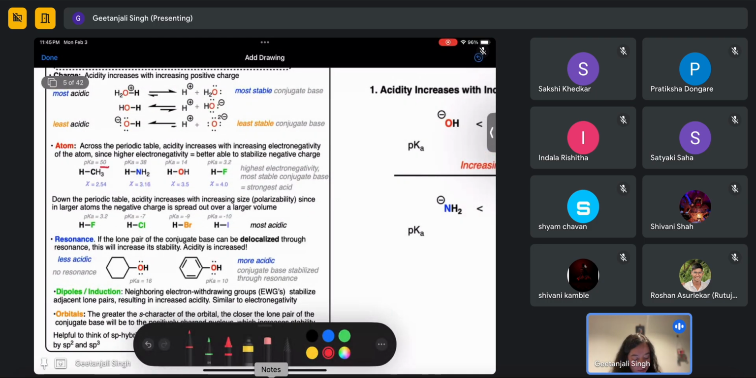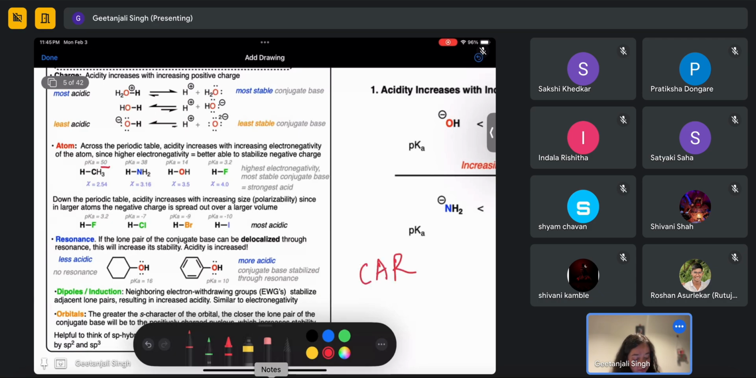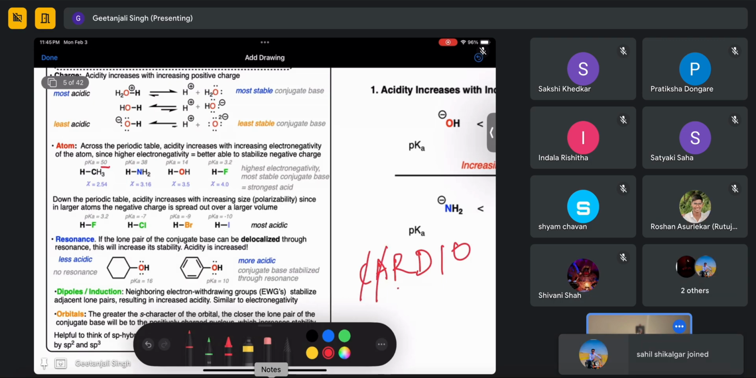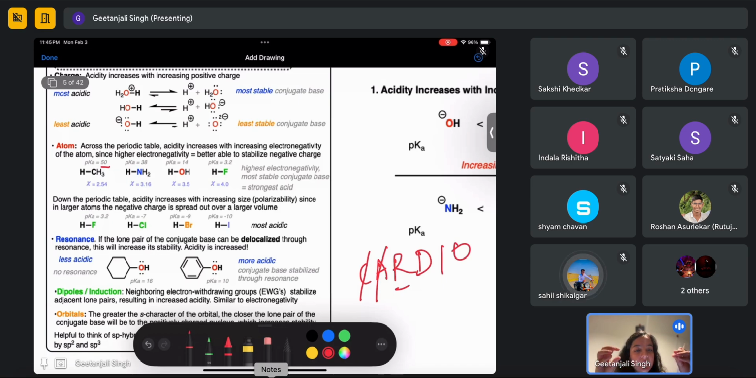The third factor from CARDIO is resonance. We are done with charge, we are done with atom. Now R here stands for resonance. Resonance basically means delocalization of the lone pair of the atom along the compound. The more the delocalization, the more is the stability, and hence the more stable is the conjugate base formed, and hence the acidity also increases.